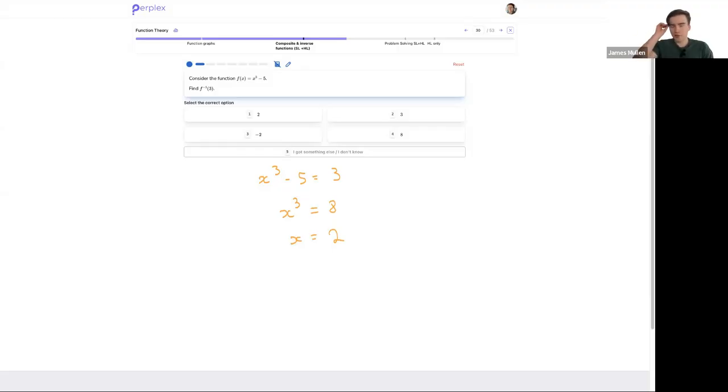It's just sort of something to force to stick in your brain because it'd be really, really annoying to lose points on the exam for a mistake like that. So x equals 2 is my answer.